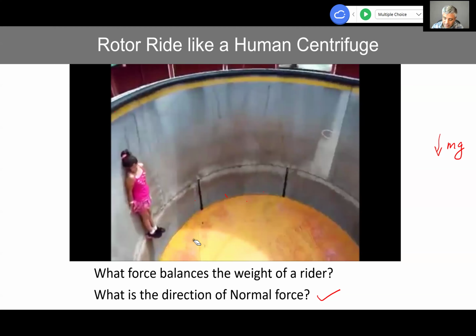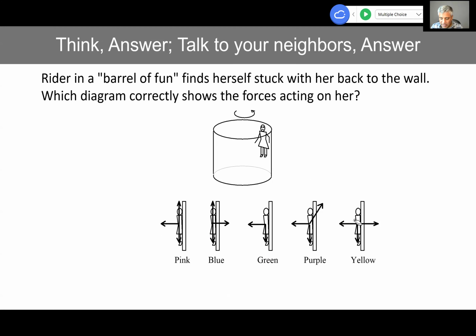Or even better, which free body diagram best describes this when this person is, let's say, stuck there, just like we saw here at the end of the video. It was on this side, but here it is on this side. Assume this person is right here in this corner, okay?